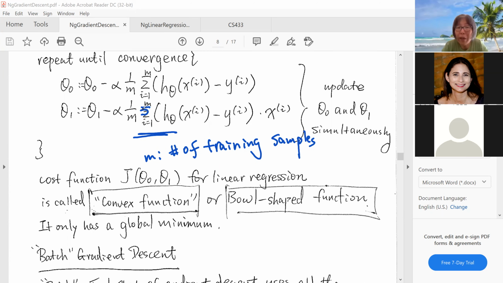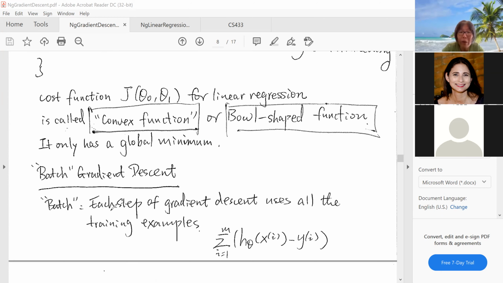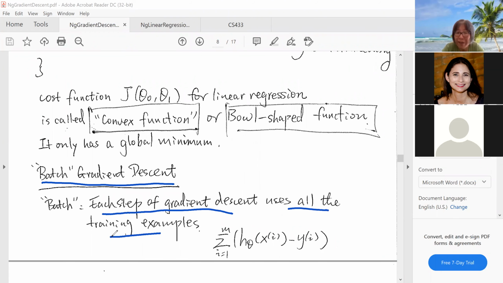And here we consider all of them because we sum up all of them, is it? So this idea, we call it batch gradient descent. Each step of the gradient descent calculation, we use all training samples. This is called batch gradient descent.